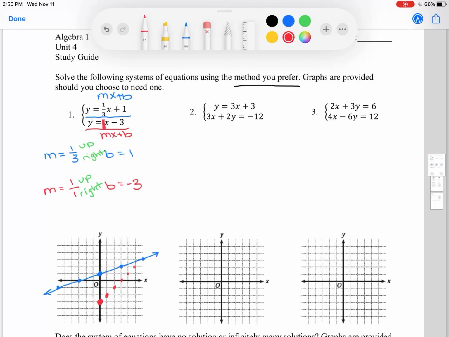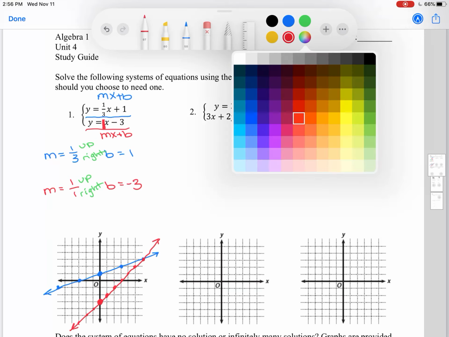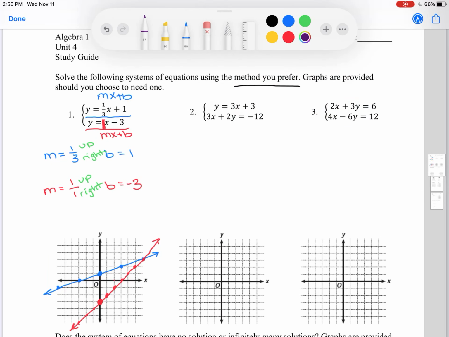This time with this information, I get to go down 3 on my y-axis, plot my first point, and my slope is going to tell me to go up 1, right 1. So from that new point, I'm going to go up 1, right 1, up 1, right 1, continuing the pattern as much as possible. That way I can see the exact point in which these two lines are going to cross. And when you see that exact point, that is the answer I'm looking for.